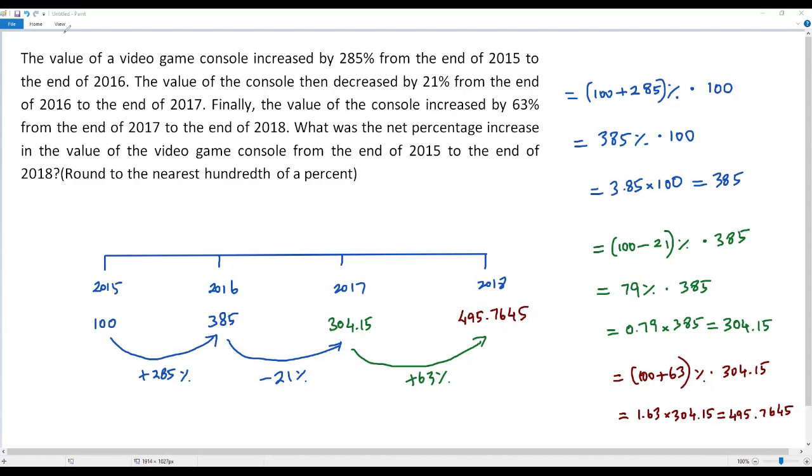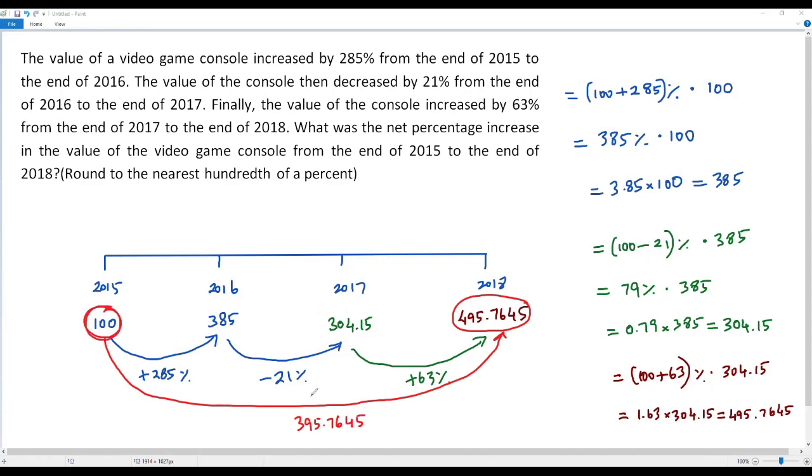According to the question, we have to find the net percentage increase in the value of the video game console from the end of 2015 to the end of 2018. At the end of 2015, we already know the value, that is 100, and at the end of 2018, just now we got the value, that is 495.7645. First, we have to get the actual increase from 100 to 495.7645. The actual increase is 395.7645. Since the starting value is 100, whatever value you are getting as the actual increase can be considered as the percentage increase.